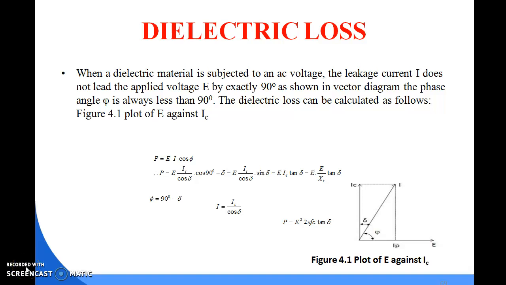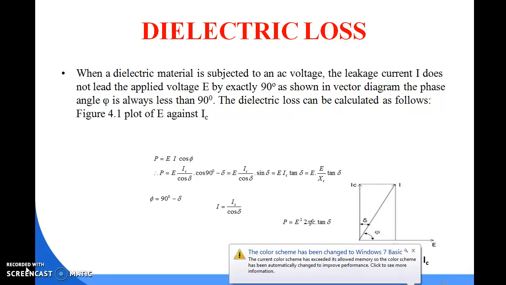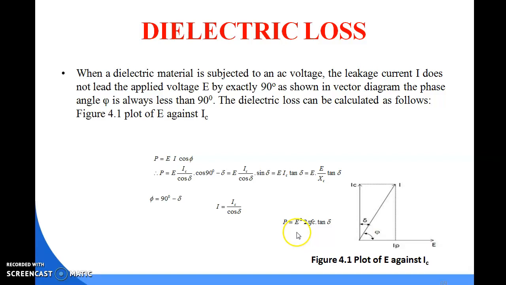Yeah, last class we discussed the electrical properties. So, electrical properties, now coming on to dielectric loss. Come to the figure here. When a dielectric material is subject to an AC voltage, the leakage current I does not lead the applied voltage E by exactly 90 degrees, as shown in the vector diagram. The phase angle phi is always less than 90 degrees, and the dielectric loss can be calculated as follows.